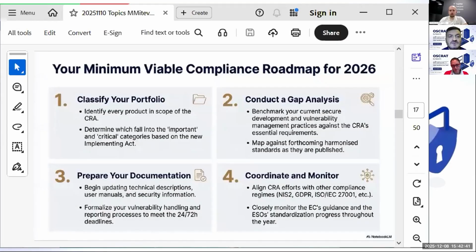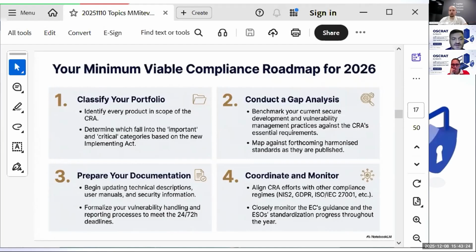Here is a simple roadmap for your organization in 2026. First step, classify your portfolio. Identify all products in the scope of the Cyber Resilience Act and determine if they are default, important, or critical. Step 2, do a gap analysis. Compare your development and vulnerability management practices with the new Cyber Resilience Act requirements. When new harmonized standards are published, map your processes to them.